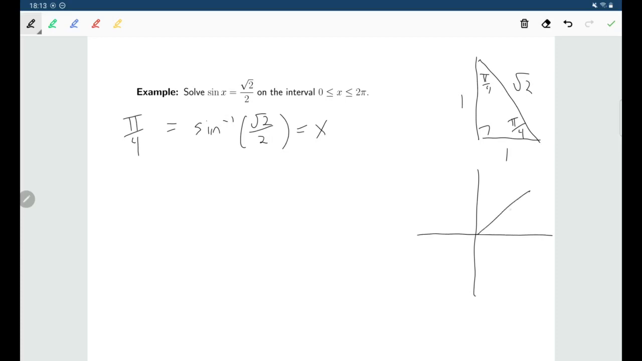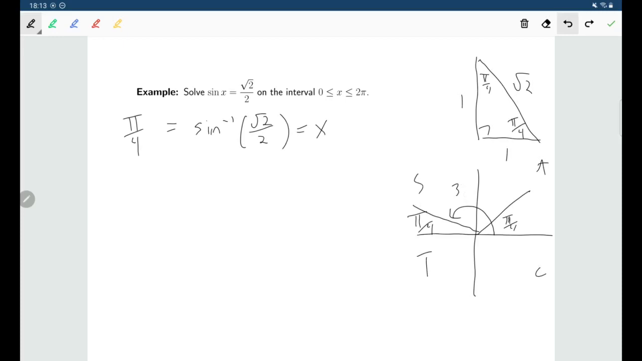One of those places would be at pi over 4, that's for sure. However, remember that there is another quadrant where sine is also positive. So another solution would be found in quadrant 2. In quadrant 2, with that reference angle of pi over 4, in other words, for the angle 3 pi over 4, that also should have the same value for sine as pi over 4.